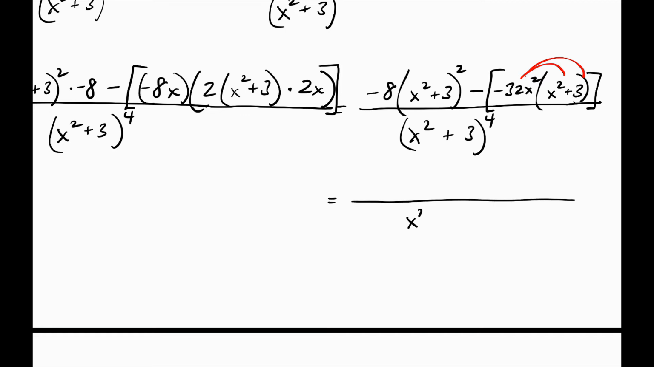So I got x squared plus 3 to the 4th power. I have -8 times x squared plus 3 squared. And then over here I have minus 32x to the 4th minus 96x squared.